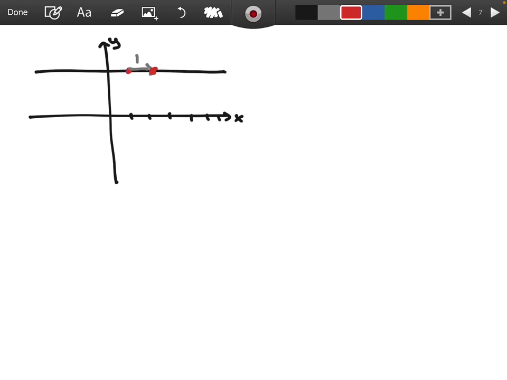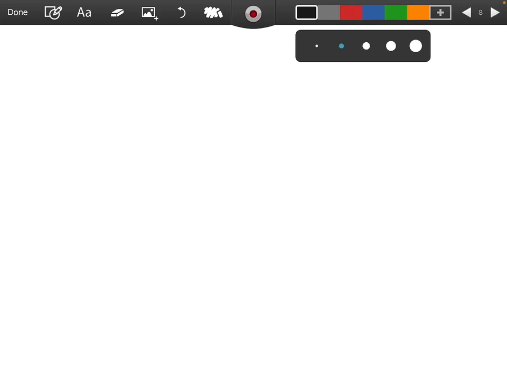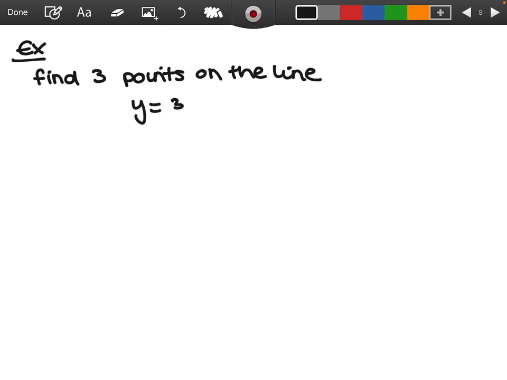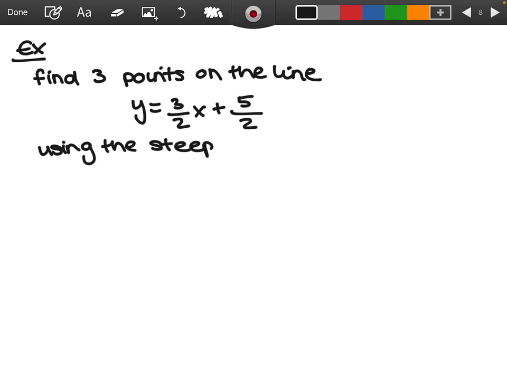Let's do a quick example of this. I'm not going to do the whole thing here, but you can see what the pattern is. So let's say we want to find 3 points on the line y is equal to 3 over 2 x plus 5 over 2 using the steepness property.